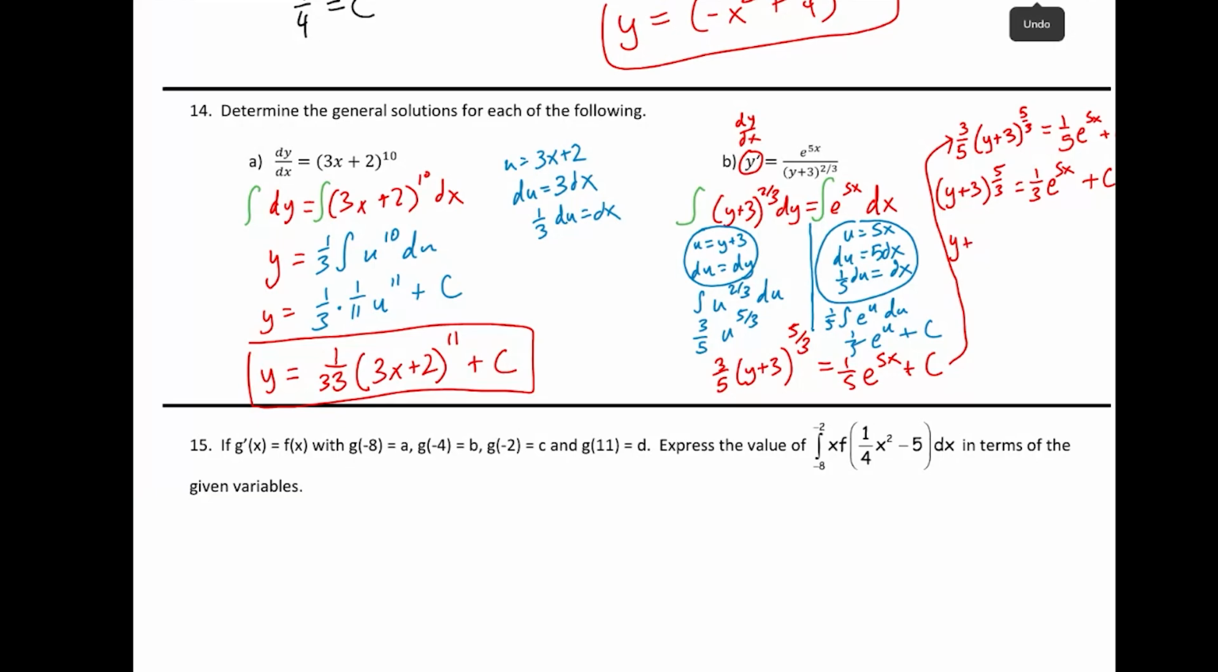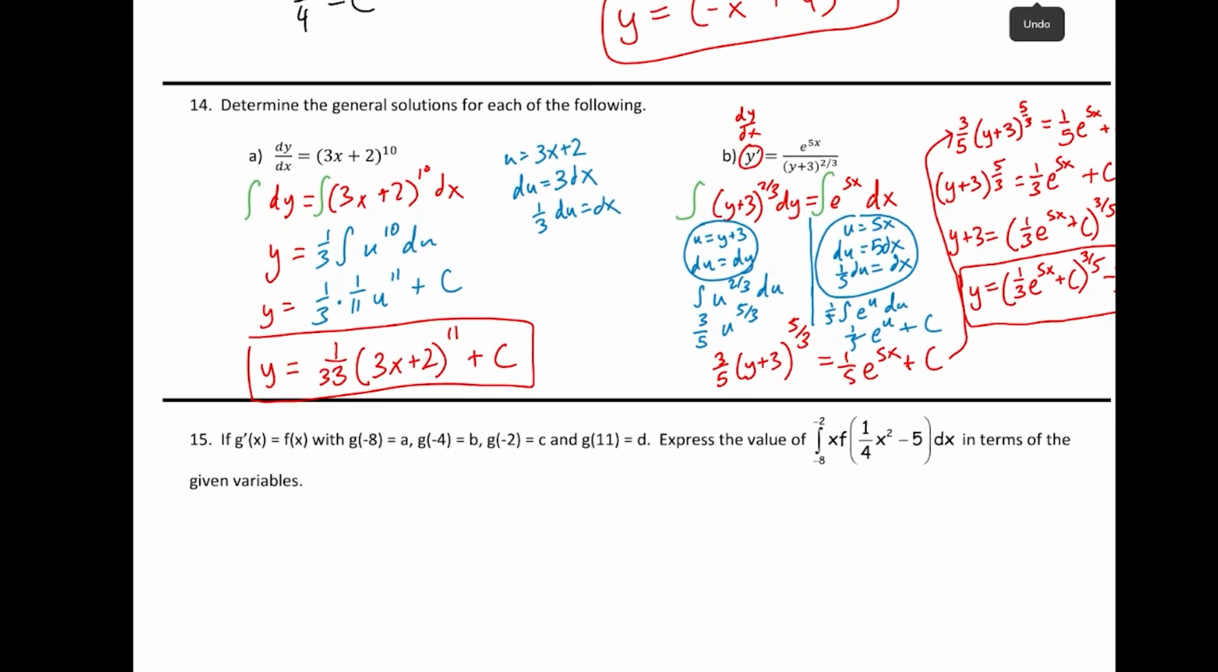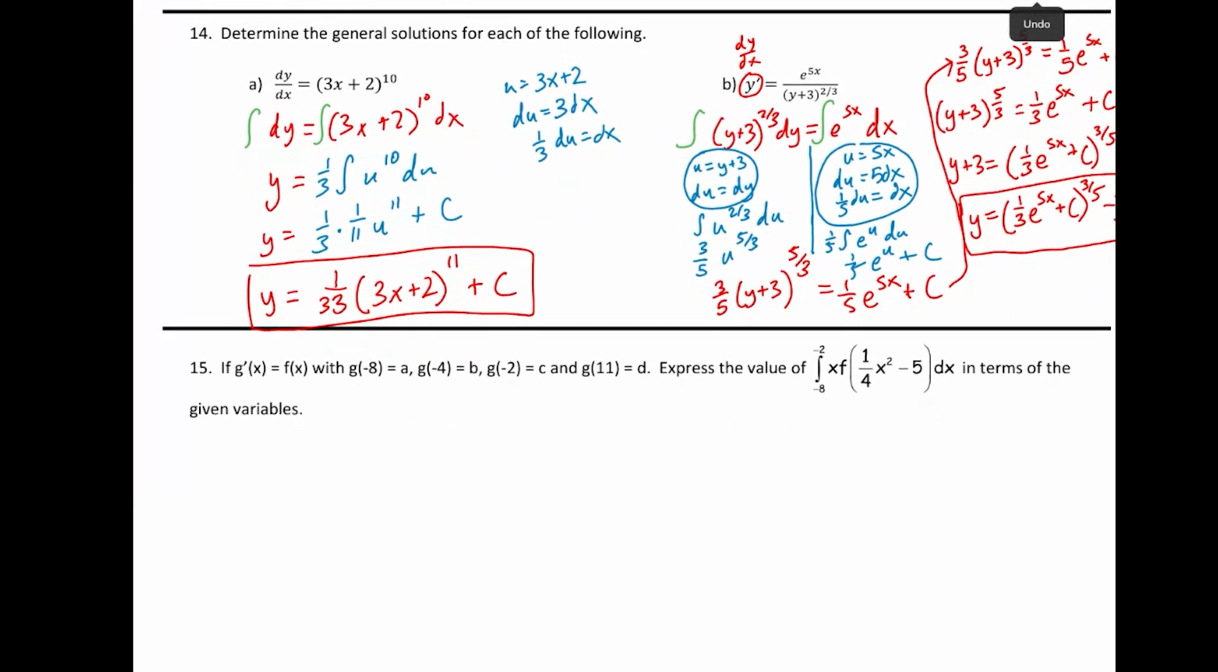So we have y plus 3 equals (1/3 times e to the 5x plus c) to the 3/5 power. And then the last thing to do would be to move that 3 over, and that's going to give us our final answer here, our general solution. y equals (1/3 e to the 5x plus c) to the power of 3/5, and then a minus 3. Should have probably given you more room for that one. But hey, we were able to squeeze it in, so no big deal. If we needed to find the c, I might be a little more annoyed that we didn't have so much space.